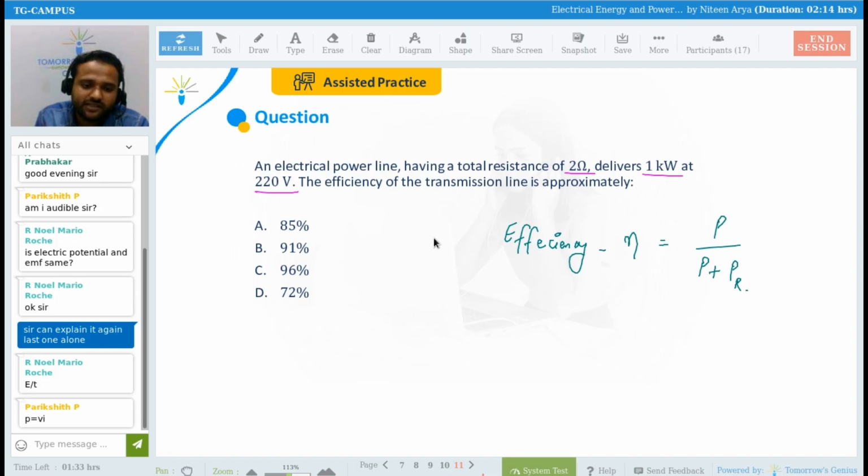So tell me which is the correct answer, A, B, C, D. Okay, so what is given: resistance is given, power delivered by the power line is given, and the voltage is given. So first of all, you need to find the current through the power line with the help of P and V, and then the power loss in the resistor due to this current flowing in the transmission line, and then the power transmitted or the power loss at resistance. You need to find this and tell me the answer. Easy one this is, if I'm not wrong.